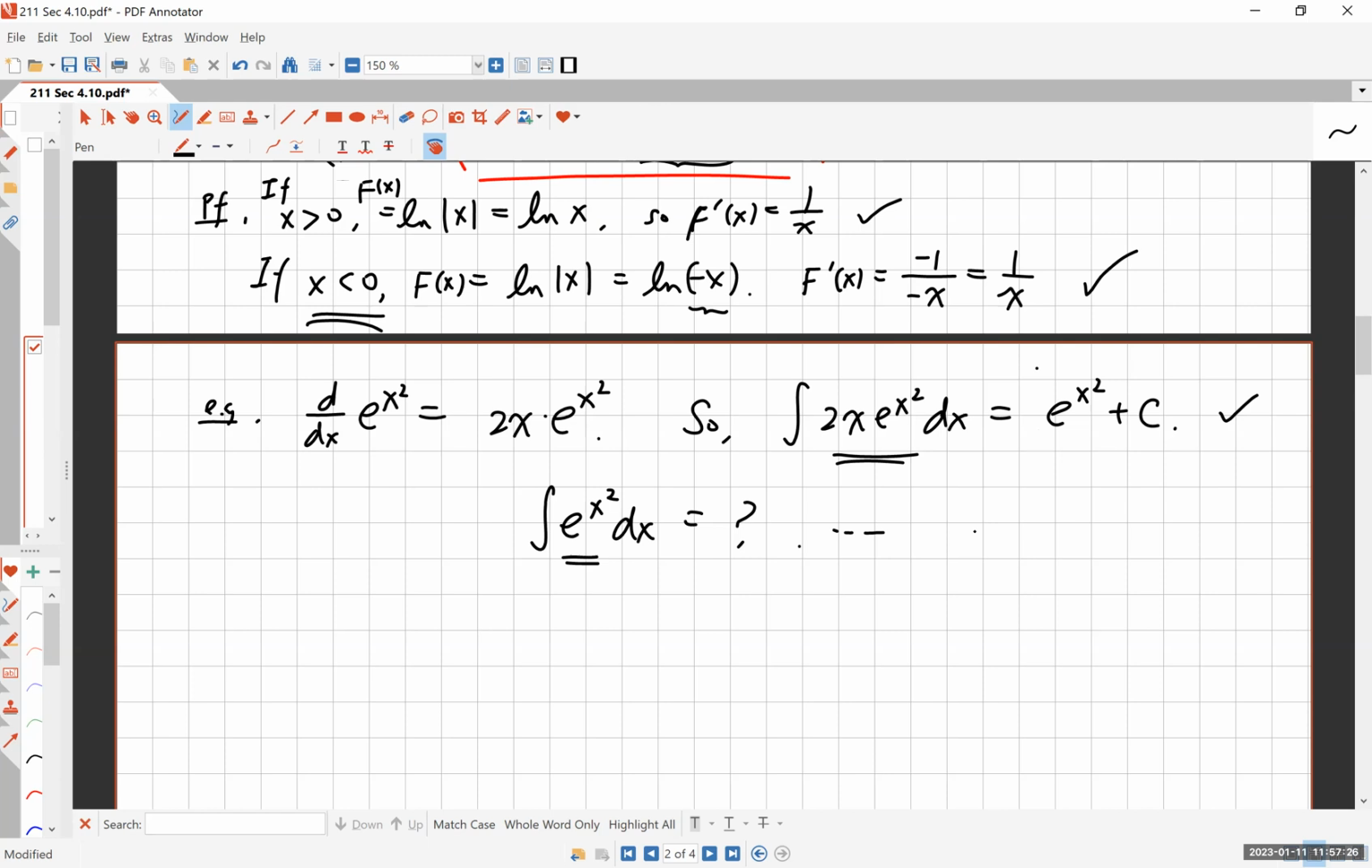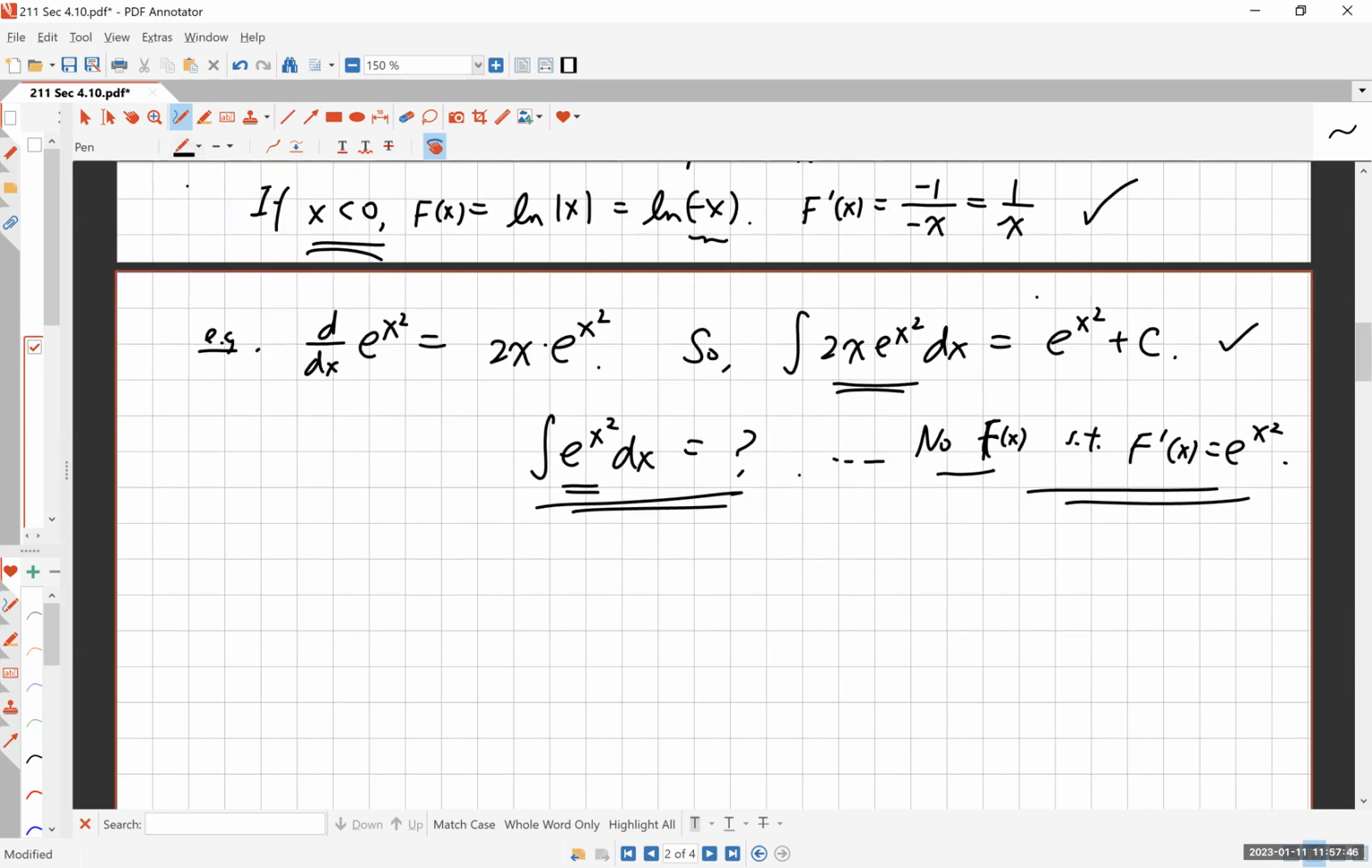There's no simple function, no function capital F, such that the derivative of that is e to the x squared. So just because I can write this does not mean that there is an answer, or at least an easy to describe answer. Make sure you understand that. If you have to find a function whose derivative is e to the x squared, you may need to do something much more challenging. So don't think that just because you can write something, you can always find an indefinite integral.